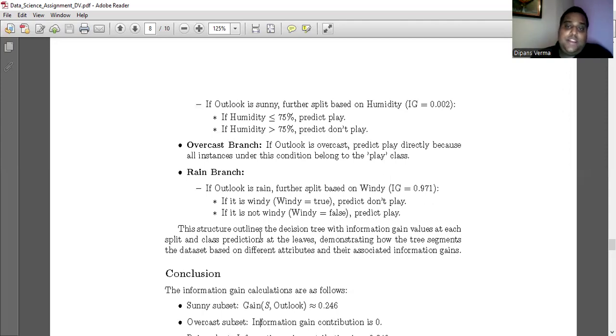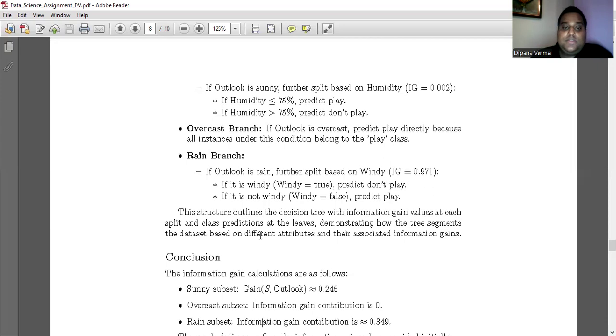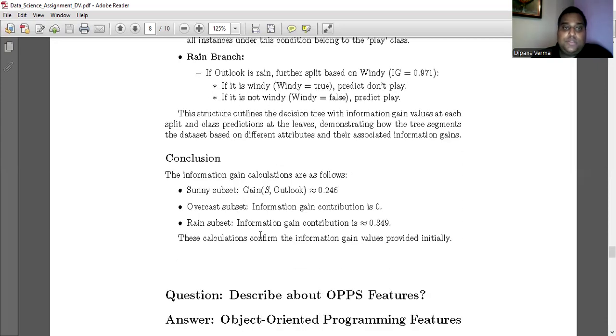So with the help of that, we are able to understand the tree structure for the data set, for the different attributes and the associated information gains. So we can come to the conclusion. Information gain calculation as follows. Sunny subset we got 0.246, overcast subset we got 0, and rain subset 0.349. So this calculation confirms the information gain values provided initially. Okay, so with the help of that, we are able to draw the decision tree structure, right?